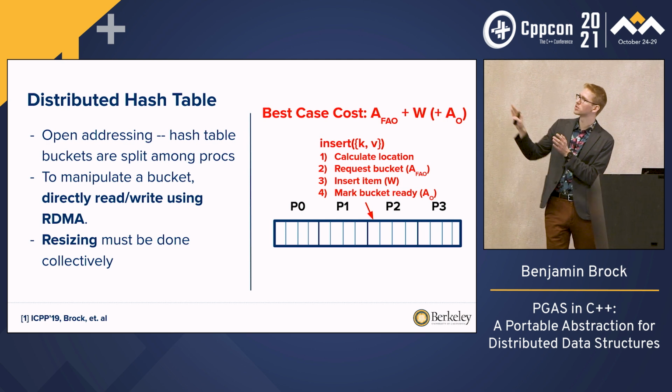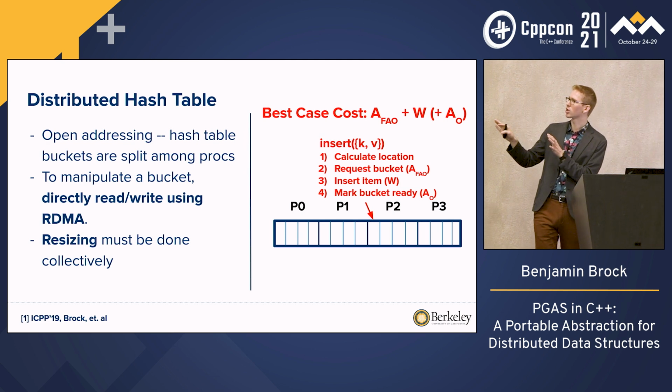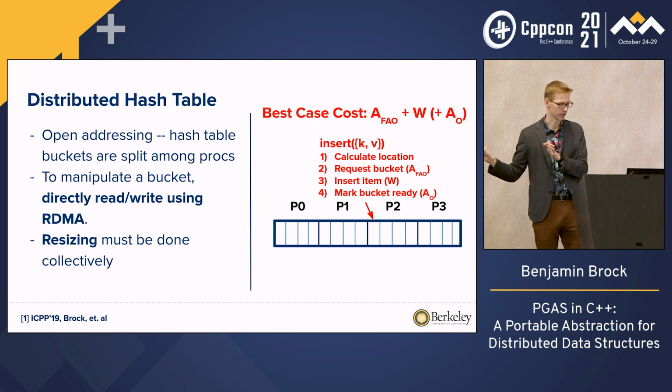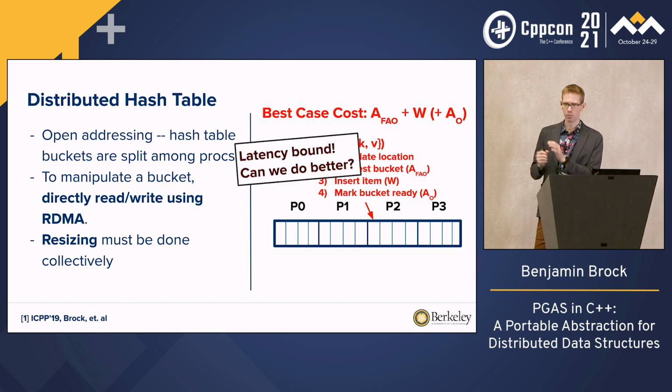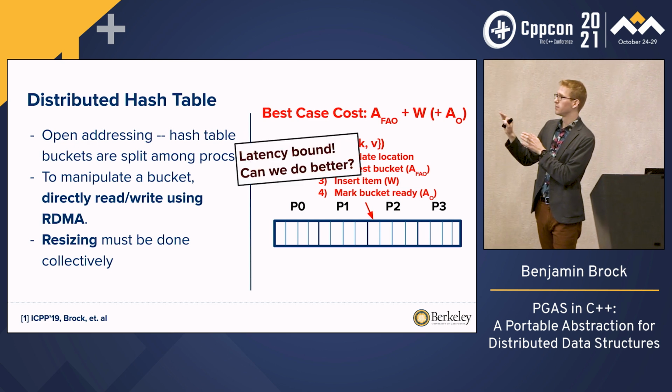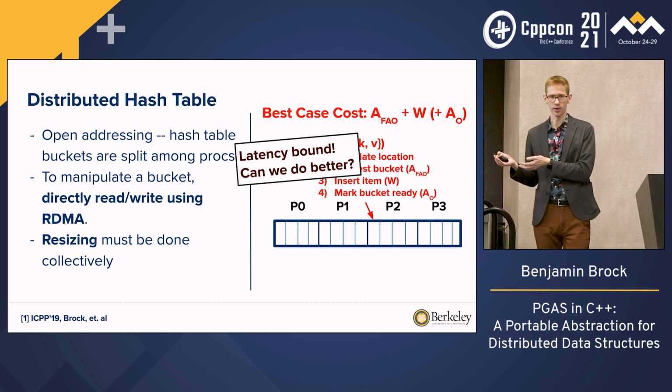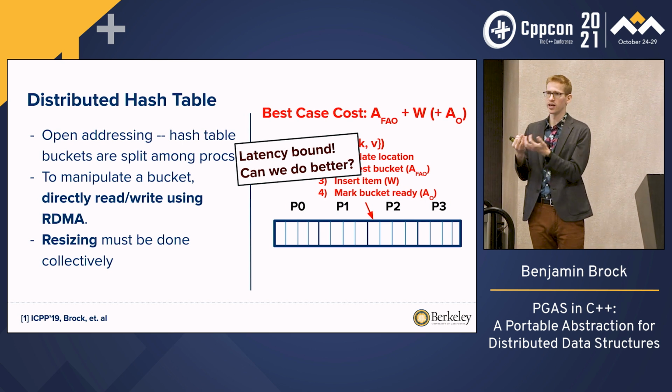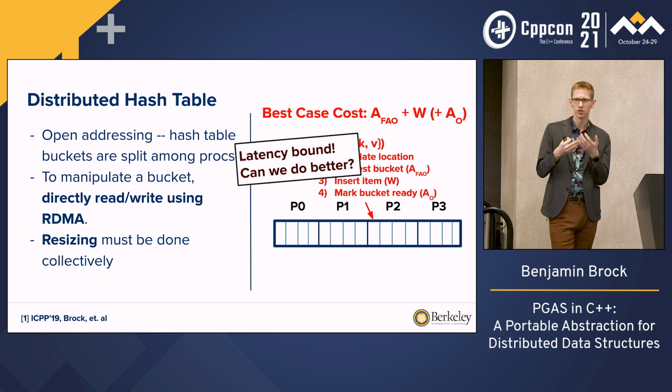In some cases, I won't get into this in this talk, but in some cases you can elide that final atomic. But even if you elide that final atomic, this is still a latency-bound operation, right? So it is taking advantage of basically the fastest you can do this fine-grained operation over the network, right?